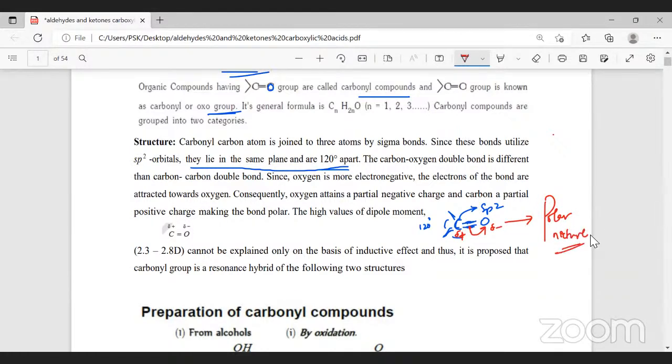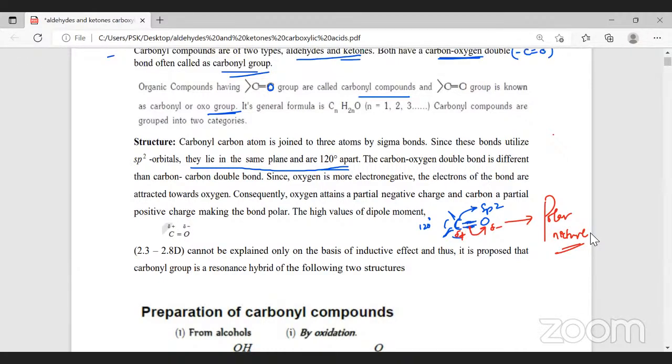Polarity means molecules possessing positive character and negative character are called polar. So carbonyl compounds, aldehydes and ketones, have polar character because of the highly electronegative oxygen atom. The dipole moment is defined as charge into distance. Whether we take the positive or negative charge, either can be taken, and the distance between carbon and oxygen is what gives the dipole moment. The dipole moment is between 2.3 and 2.8 D.